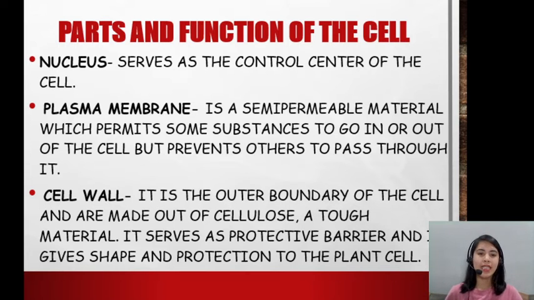Okay? Next is cell wall. So, cell wall is the outer boundary of the cell at ang cell wall again ay matatagpuan lang natin sa plant cell. It is made of cellulose, a very tough material. So, it also serves as a protection barrier and it gives shape and protection to the plant cell. So, minention ko na sa inyo kanina na si cell wall kaya meron ng plant cell kasi siya ang nagbibigay ng shape sa plant cell natin.